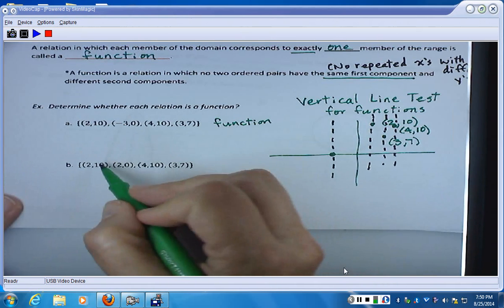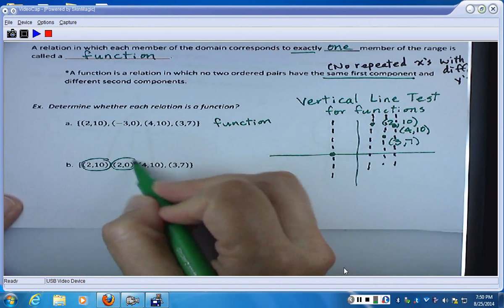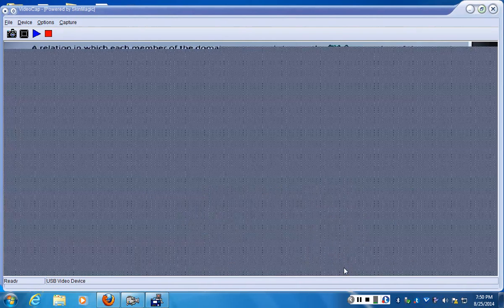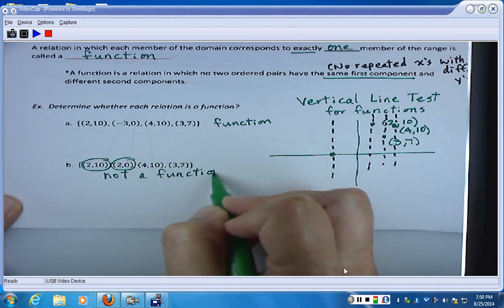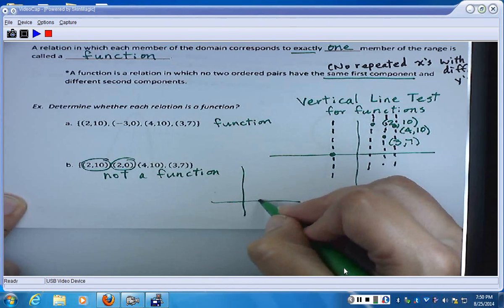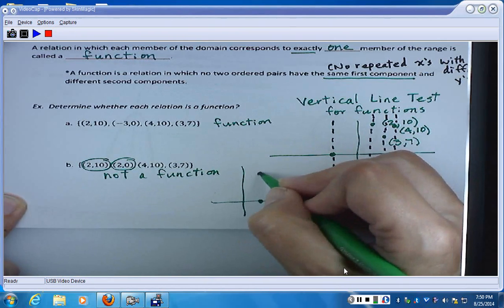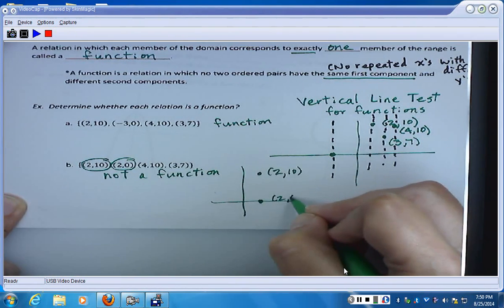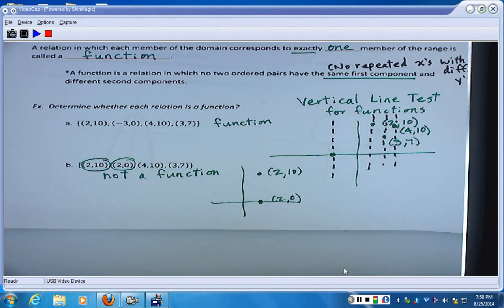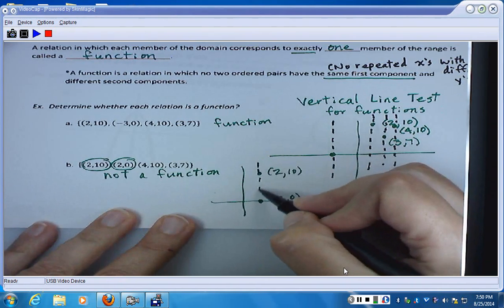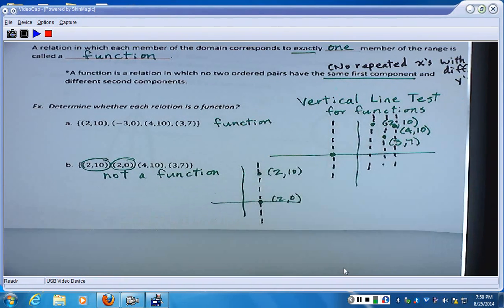Well, it's got a 2 and a 10 and a 2 and a 0, so it's not a function. And if I just would graph the (2, 10) and the (2, 0). Here's (2, 0), here's (2, 10). You can see that you can draw a vertical line through 2 points. So it's not a function.